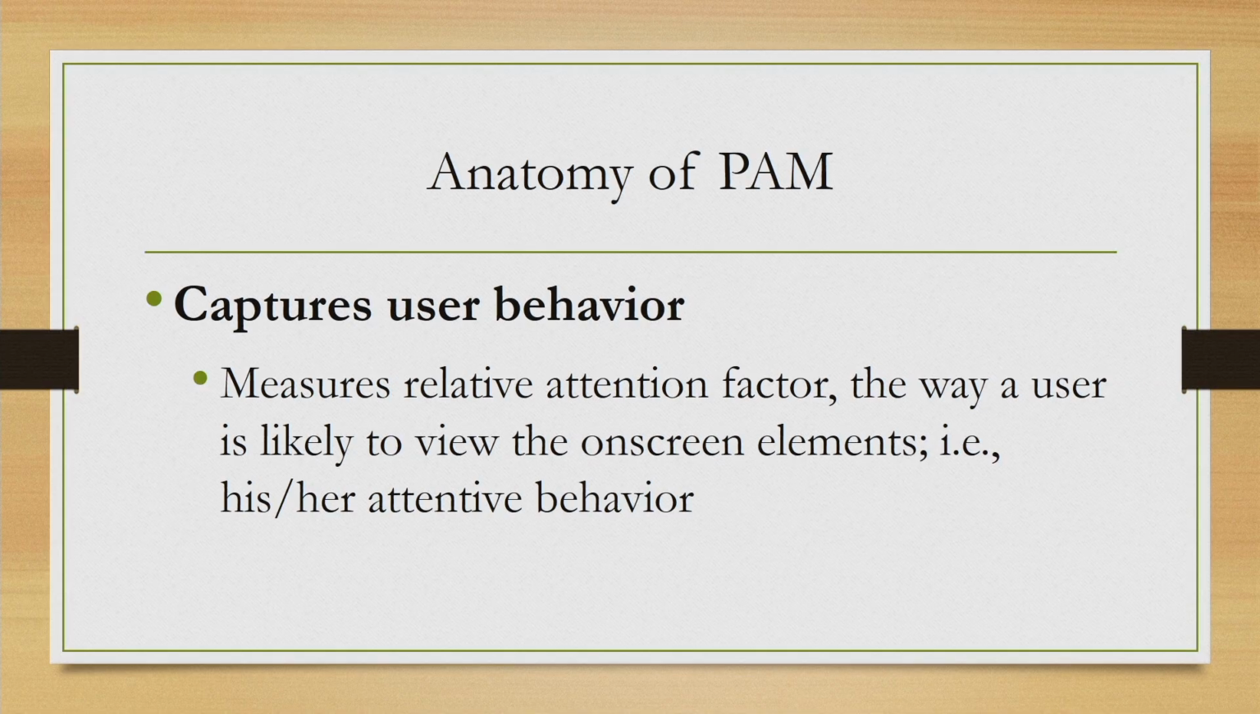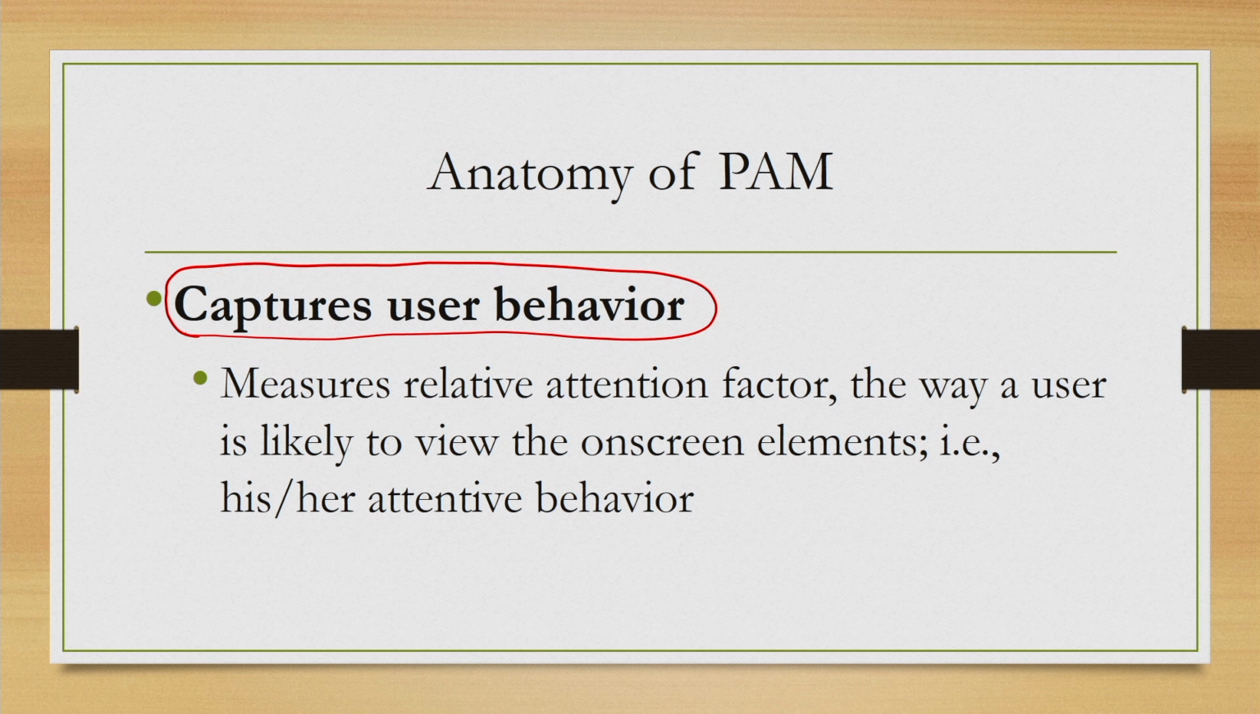So, then if we want to have a user centric computing model, let us try to understand what is there in the model. Let us try to understand the anatomy of a UCC model. What does it do? It captures user behavior. So, any model that is supposed to be user centric must capture user behavior.